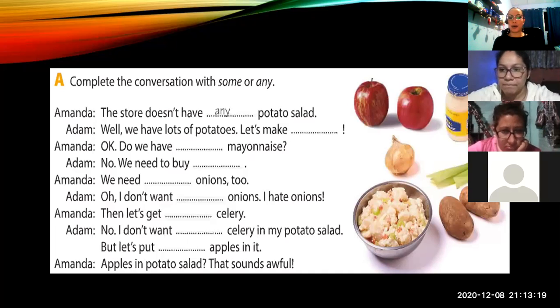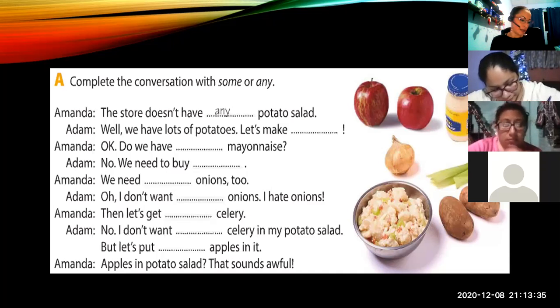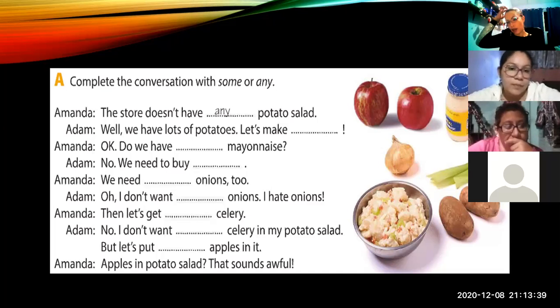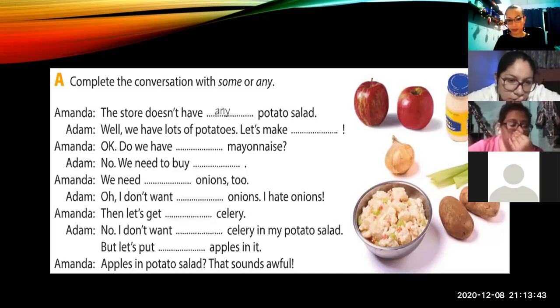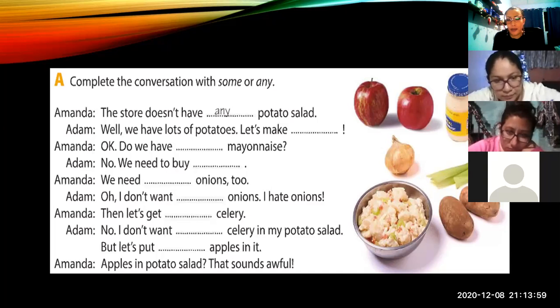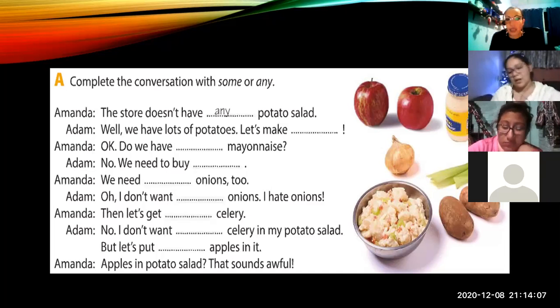Okay, do you have any question about the vocabulary? Celery. Celery is the apio. Apio se dice celery. Any other? Onions, cebollas. Awful means like asqueroso. It sounds awful. Suena asqueroso. Any other new word? No new words? No, thanks.